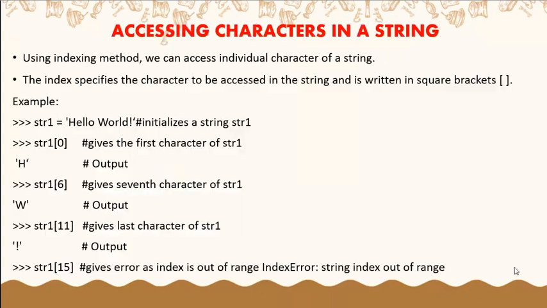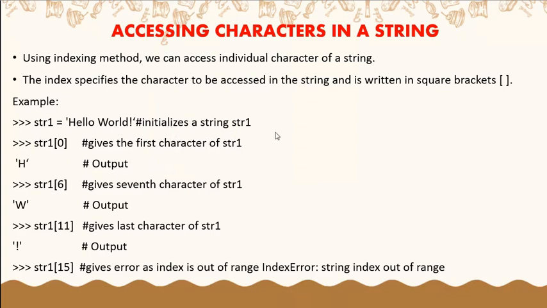Now how can you access characters in a string? We have the indexing method for accessing an individual character of a string. An index specifies the character to be accessed in the string and is written in square brackets. Now you can see the example here. Let us suppose we have created a variable str1 and the value hello world is assigned to it. Now it initializes the string str1.